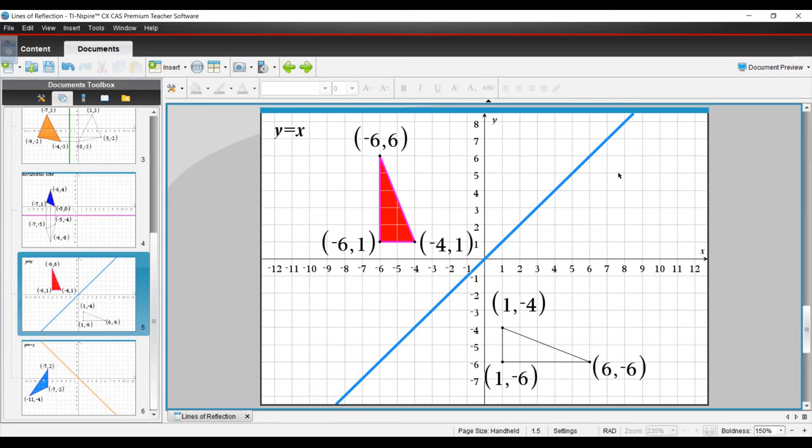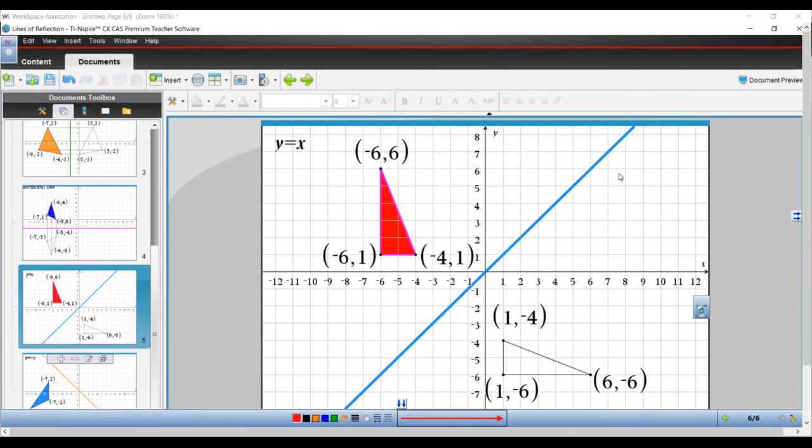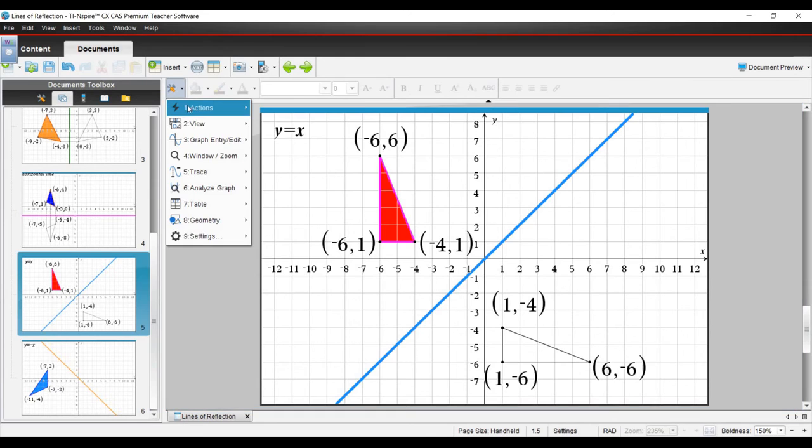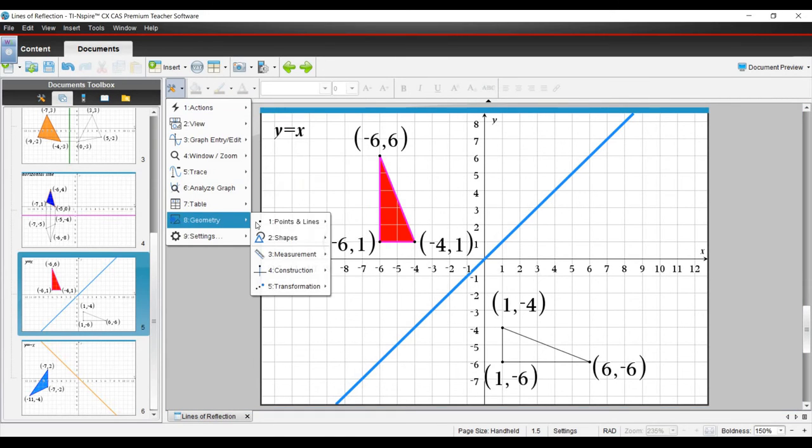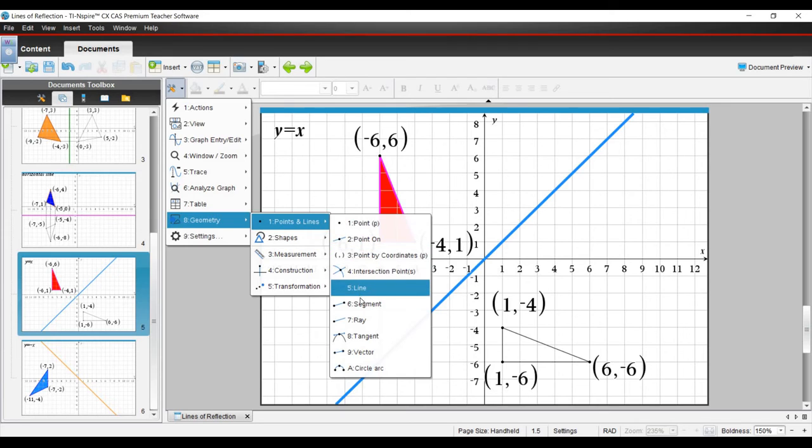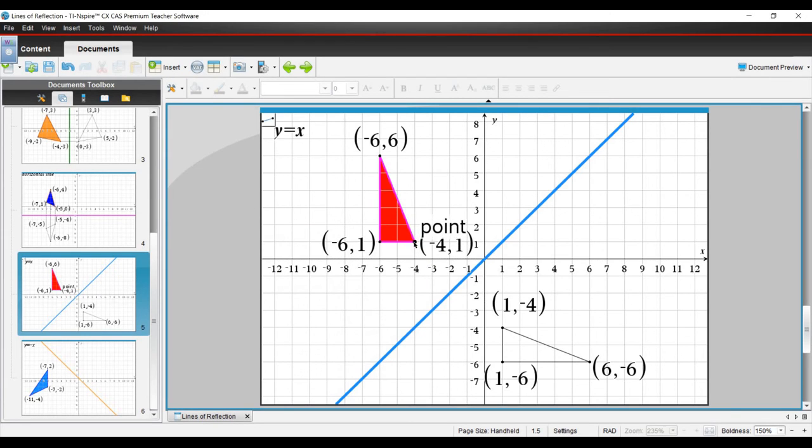So let's compare these coordinates. Actually, let me do something else real quick. I'm going to draw on those lines that I drew in before, just to emphasize what's going on here. So let's do some segments. Do you see how that point goes to that point, and that point goes to that point, and that point goes to that point? Kind of looks like a triangular prism now, doesn't it?